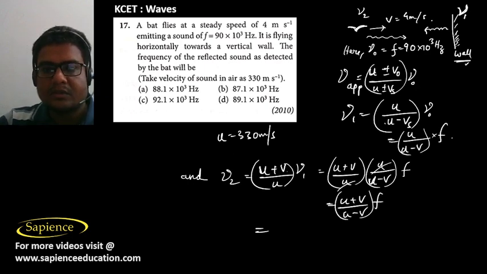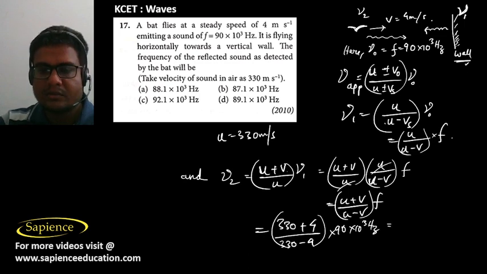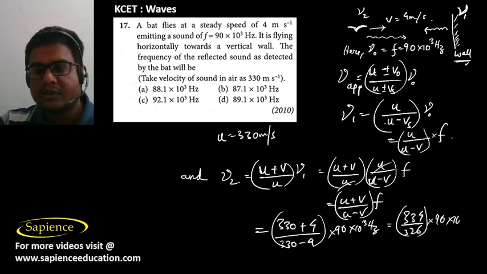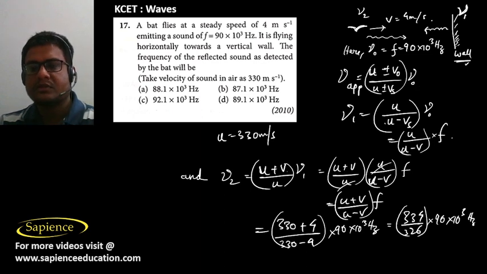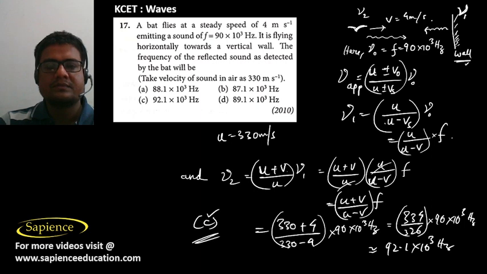So this will be equal to (u plus v), that is 330 plus 4 meter per second, by 330 minus 4 into the frequency, that is 9 × 10³ hertz. So this will be equal to 334 divided by 326 into 90 into 10³ hertz. So this will be slightly more than 90, approximately 92.1 into 10³ hertz. So option C is the correct answer.